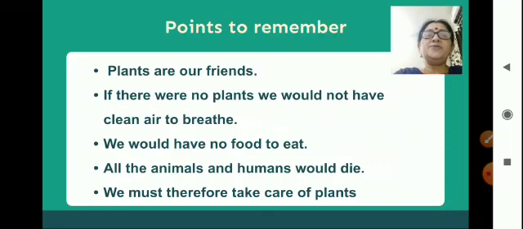Plants are our friends. If there were no plants, we would not have clean air to breathe. They take carbon dioxide to make food and they release oxygen. Like this, they keep the air clean. And most of the food we eat we get from plants. So children, please take care of plants.